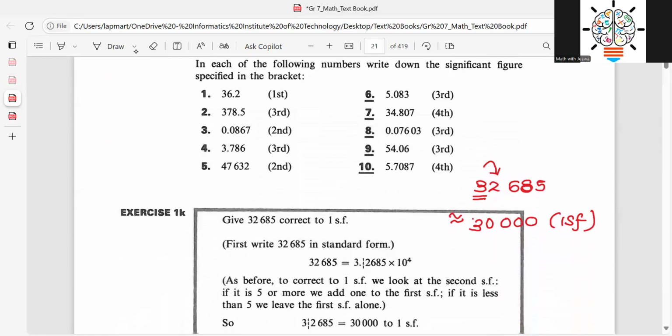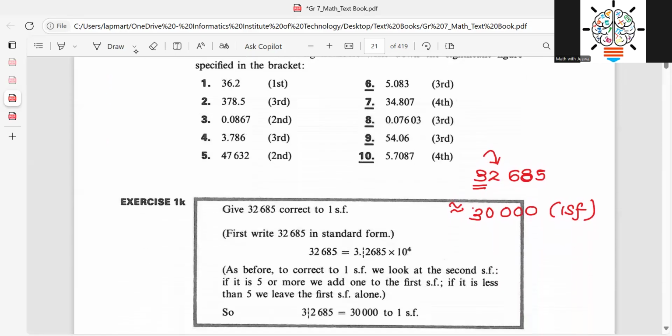Then you just look at this one, the second box example. They have given a number 32,685. You want to correct this number to the first significant figure. Children, listen to me carefully. Most of the students get this confused and they write the answer 32,685 is approximately equal to 3 and here we write 1 SF. Is it? No, right? This is totally wrong, right? You don't believe it, but when I was marking papers I observed this in most students.